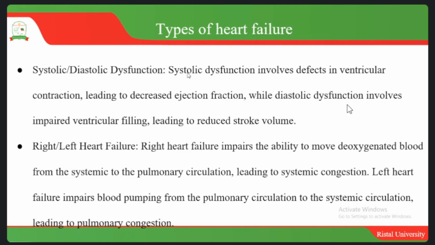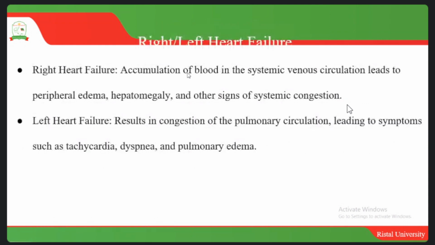So when there is left heart failure, it will lead to pulmonary congestion, while on the other side it will lead to systemic congestion. So all these things we need to understand. When the heart fails on the left, what happens to the body? Which part is affected? When it fails on the right, what happens? So that we can understand the different types of heart failure in relation to the functioning of the different parts of the heart.